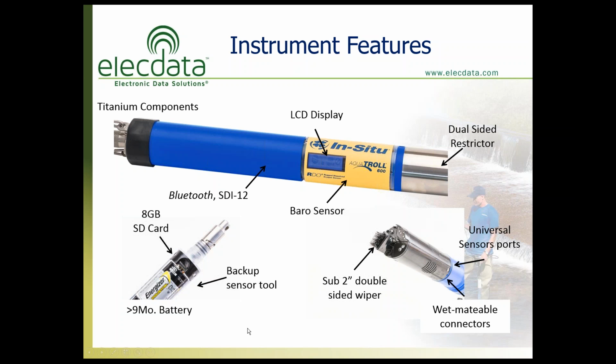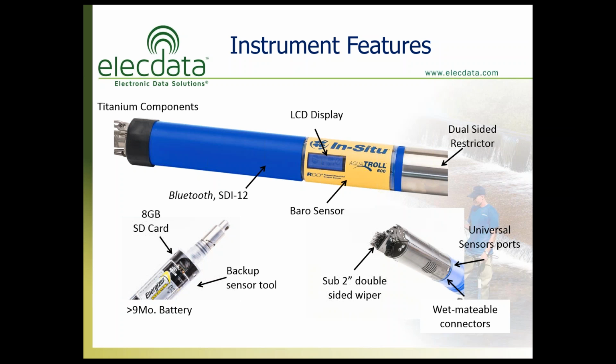It's basically just a hex screw, and there is a backup sensor tool. So if you're adding or removing sensors in the field and you don't have a hex screw with you, one of those actually locks into the inside of the battery case. The sensors all have wet mateable connectors, and the sensor ports are all universal. So what this means is that you can add or remove sensors in the field. You don't have to dry them off. You can put them in any one of the sensor ports that are on the unit.